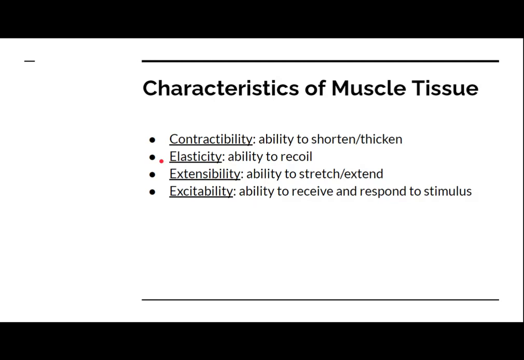Elasticity, that's the ability to recoil, think like a band of elastic. Now that we're all wearing these masks, we all have a really ready example of elastic. Then extensibility, that's the ability to stretch or extend, obviously kind of the opposite of contractibility. And they are also very excitable. So they have the characteristic of excitability. That is the ability to receive and respond to stimulus.